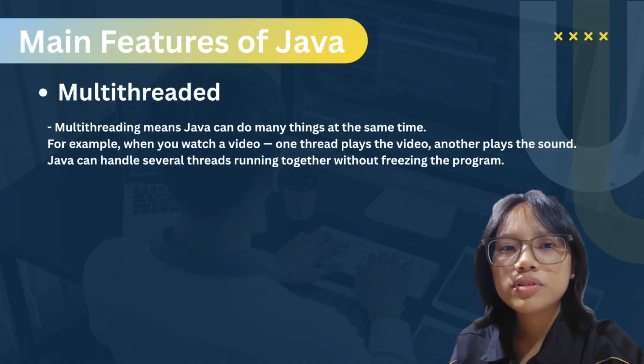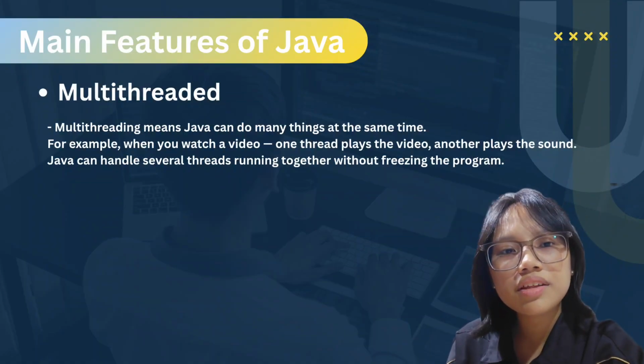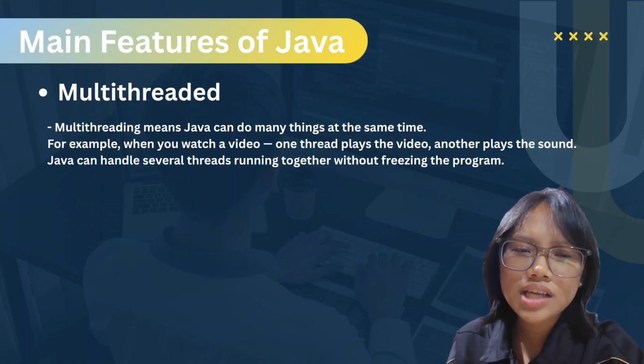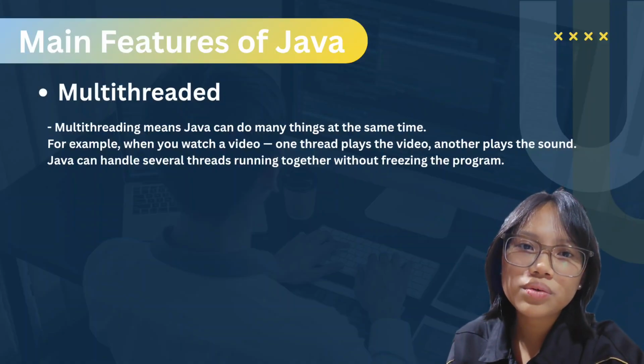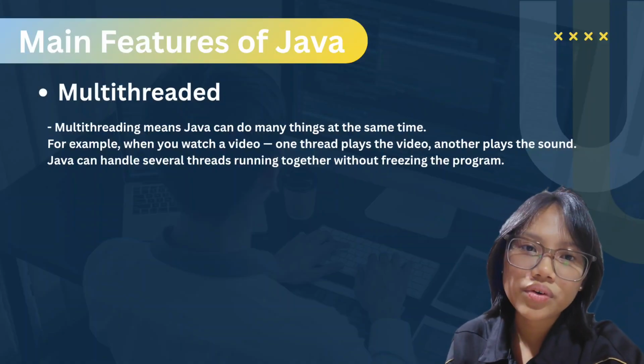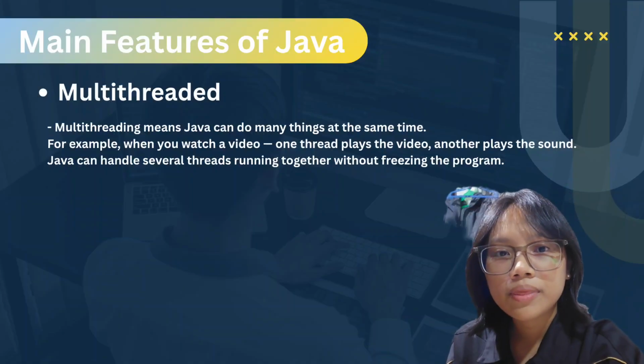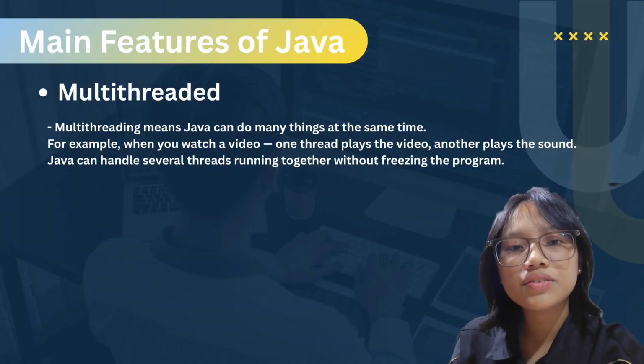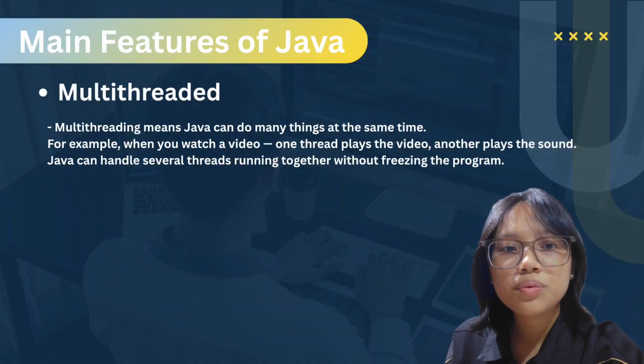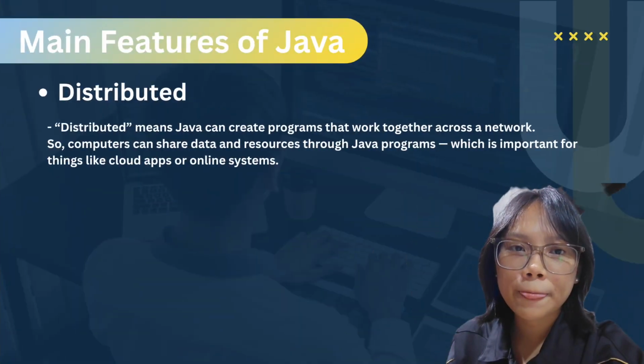Number 10. Multi-threaded. Multi-threading means Java can do many things at the same time. For example, when you watch a video, one thread plays the video, another plays the sound. Java can handle several threads running together without freezing the program.